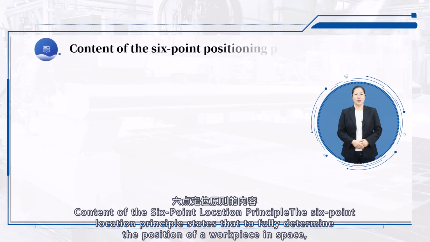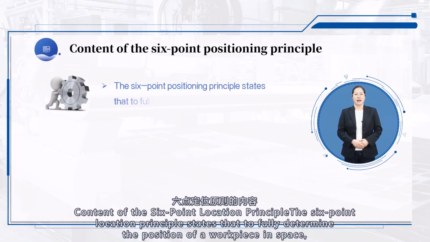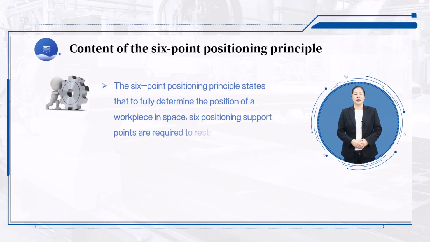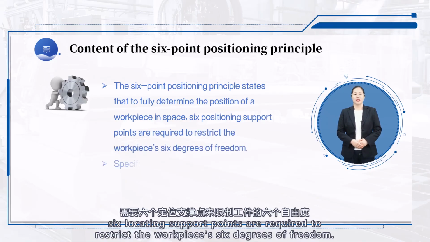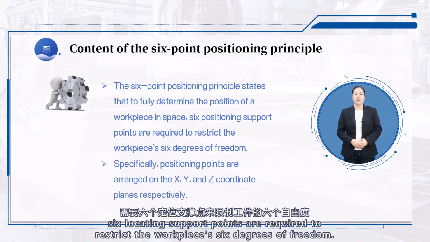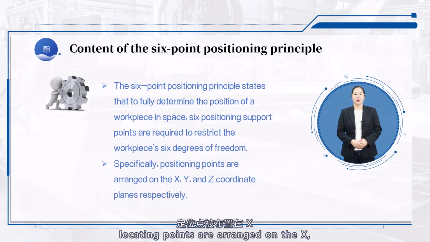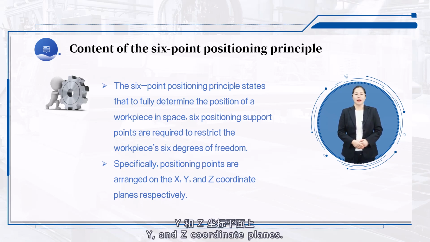Content of the 6-point location principle. To fully determine the position of a workpiece in space, 6 locating support points are required to restrict its 6 degrees of freedom. Specifically, locating points are arranged on the x, y, and z coordinate planes.